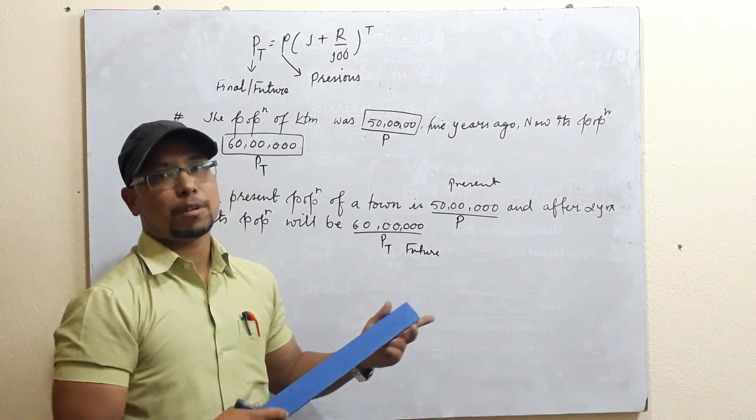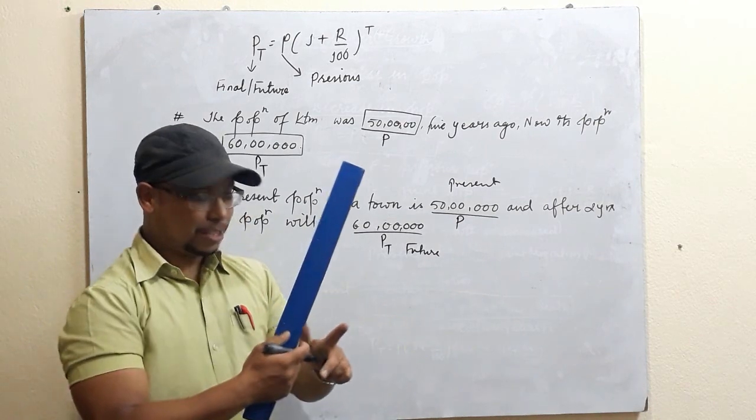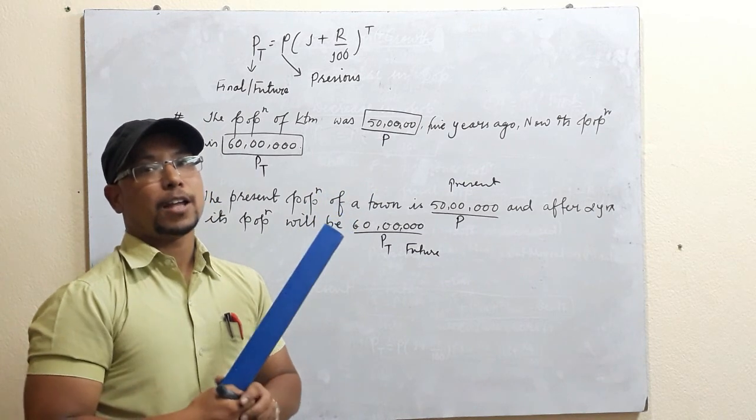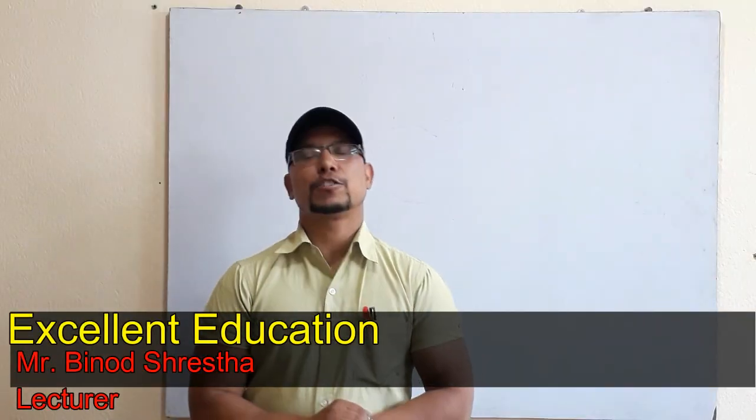Now with this example, I guess you have understood the final population and previous population. Hope you have understood my lecture.